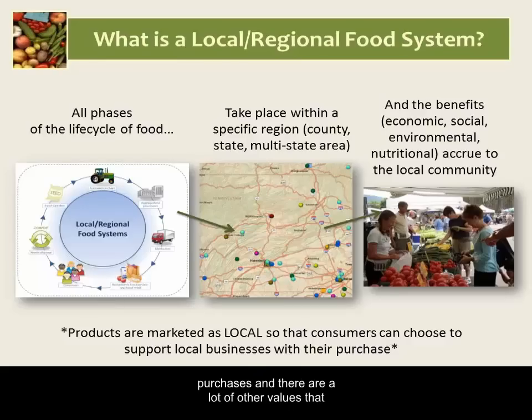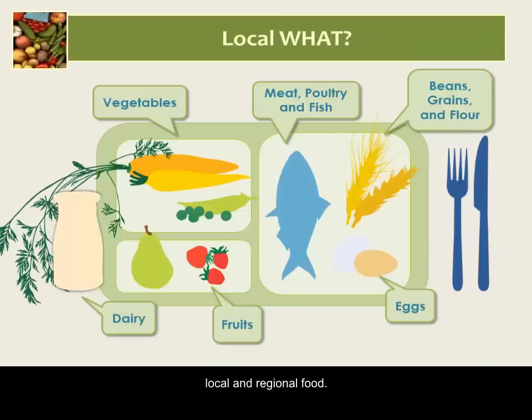And there are a lot of other values that go into a local food system and that are conveyed along with that product. And I think we'll hear more from some of the other presenters about how various values are built into their business models and into the way that they market the products. But that's what we talk about when we talk about local and regional food. We also talk about a lot more than produce, although certainly many folks know produce is kind of the gateway product for local foods.